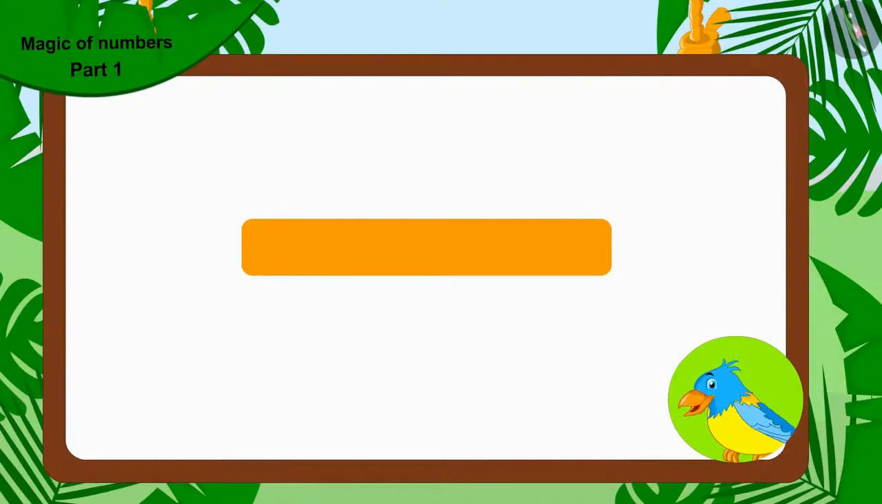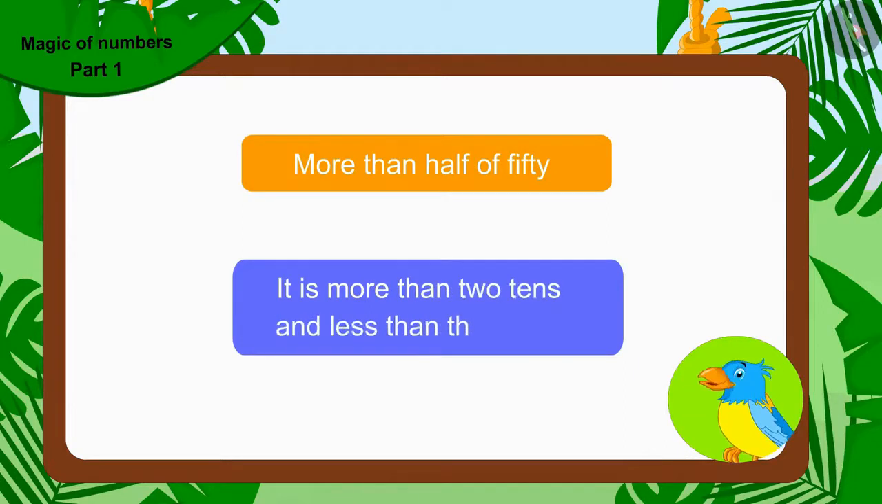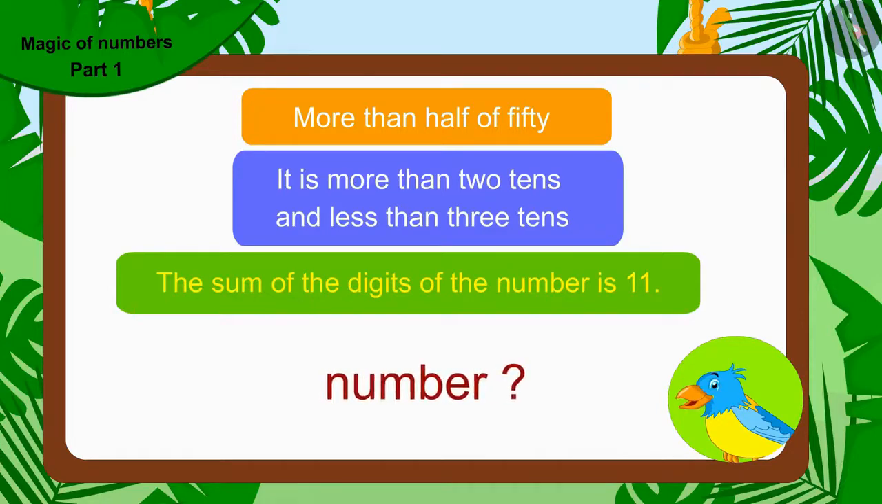The number I have thought of is more than half of 50. It is more than 2 tens and less than 3 tens. The sum of the digits of the number is 11. Now tell me, which number am I thinking of?